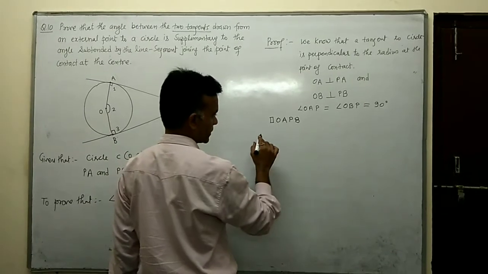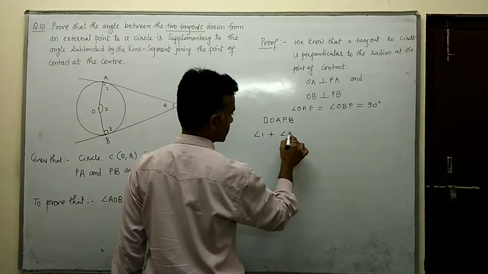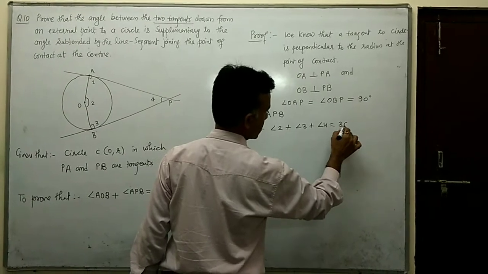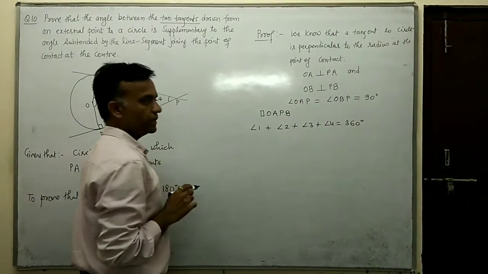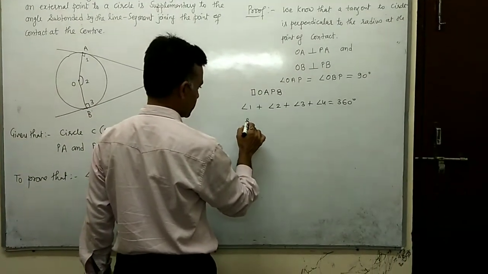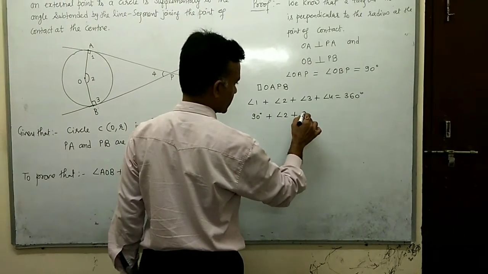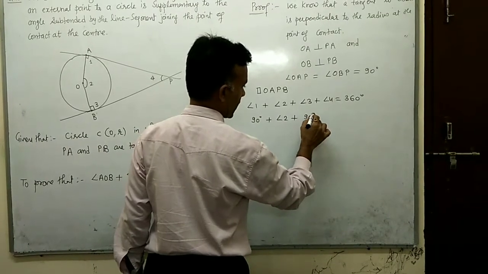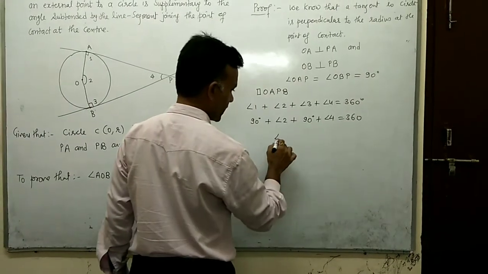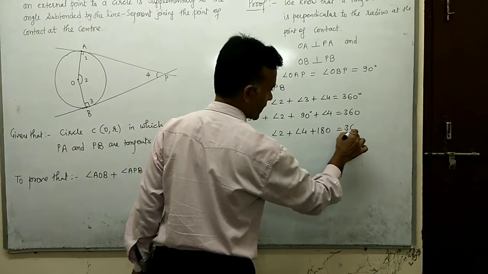Okay, then consider here angle 1 plus angle 2 plus angle 3 plus angle 4 equals 360 degrees, because everybody knows the sum of angles in a quadrilateral is 360 degrees. Angle 1 is 90 degrees, you put 90 degrees here. Angle 2 you put as it is. Angle 3 is 90 degrees, and angle 4 you put as it is here. Then 360 degrees, angle 2 plus angle 4 plus 180 degrees equals 360 degrees.